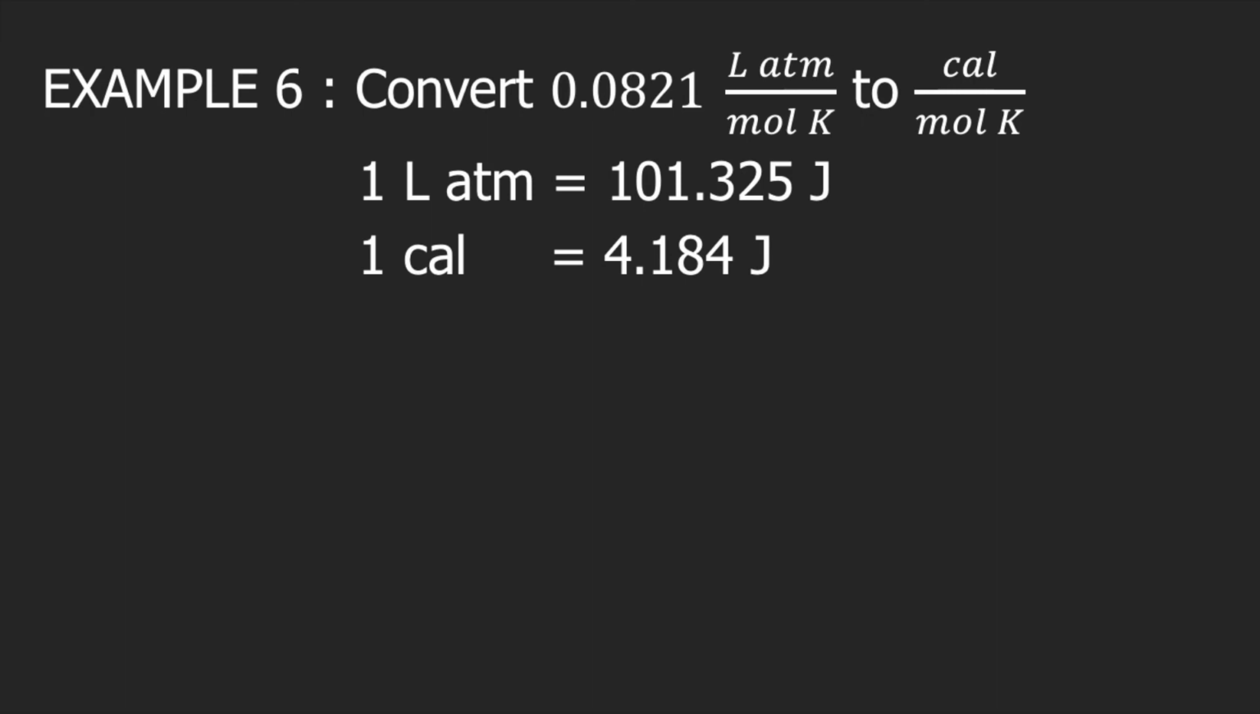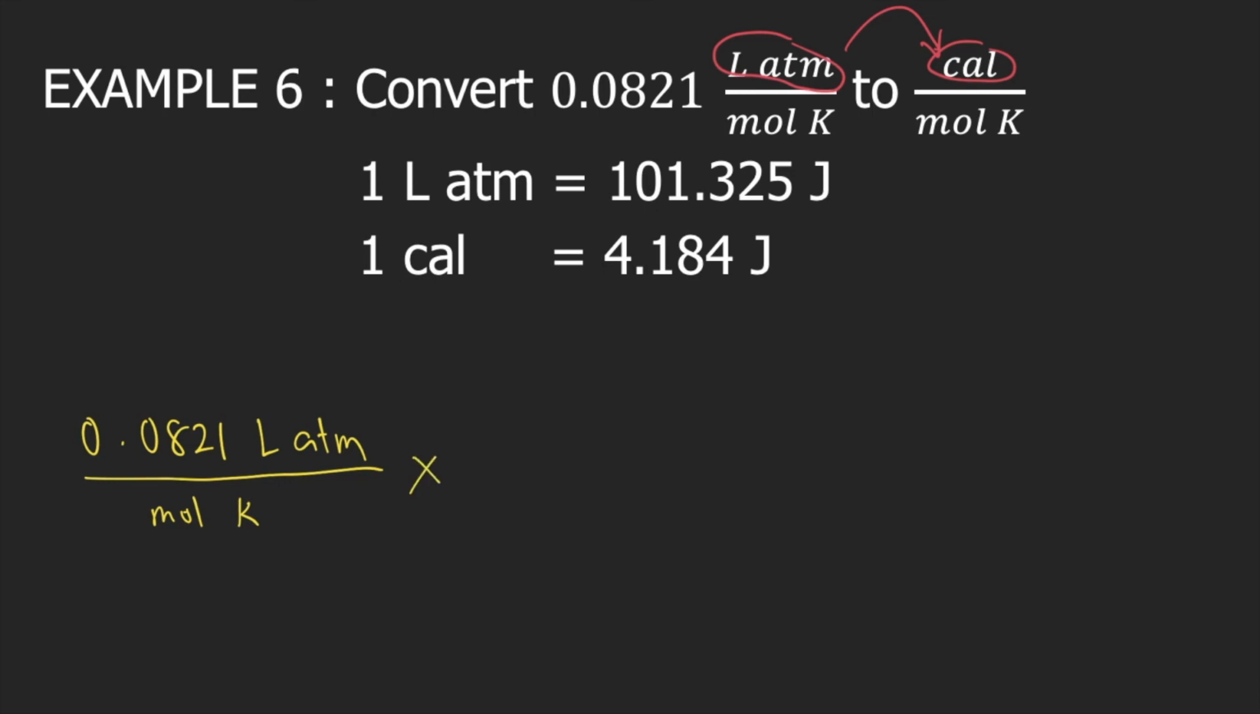For the last example, convert 0.0821 liter atmosphere per mole Kelvin to calories per mole Kelvin. So in this case, we only need to convert the units on top from liter atmosphere to calories. No need to convert the units on the bottom because they're both mole Kelvin. So we start with 0.0821 liter atmosphere per mole Kelvin.